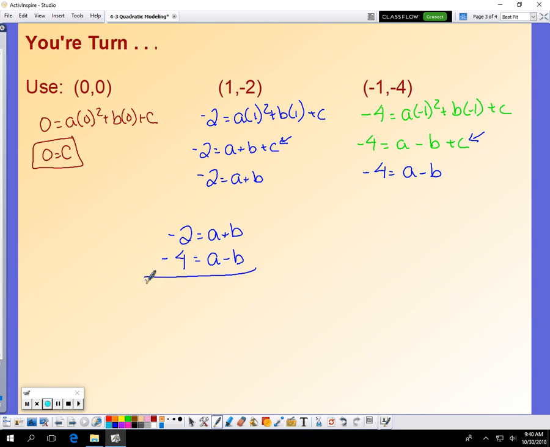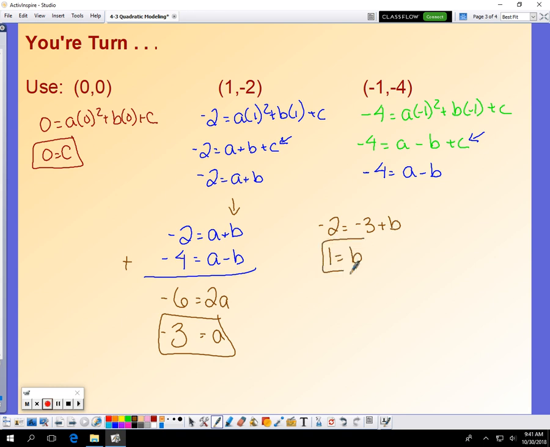Because once again, in the b spot, we have the same coefficient with opposite signs. We're going to add them together. Negative 6 equals 2a, or a equals negative 3. Plug that back into either equation. So we'll go negative 2 equals negative 3 plus b. We'll add the 3 over and find out that b is 1.